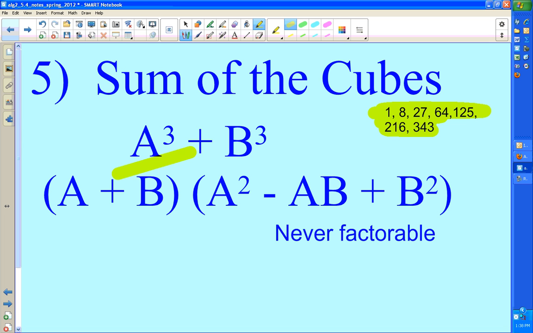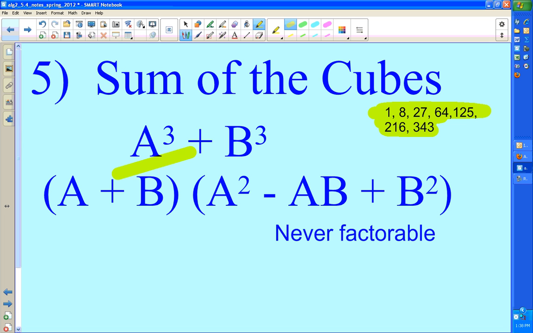If it's a sum of the cubes, the binomial is a sum. And it's a plus b, and then it's a squared. If you put a plus here, switch the sign in the first one here. So it goes plus minus, and then this is always going to be plus. Now, what does a squared minus ab plus b squared look kind of like?